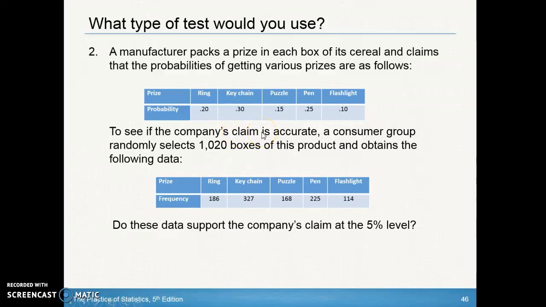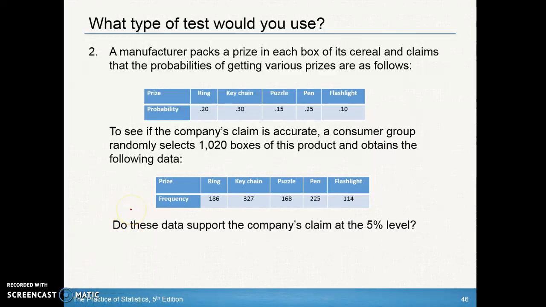All right, so in this last video, we're just going to go over deciding what type of test we're going to use. Chi-square test for independence, homogeneity, or goodness of fit. A manufacturer packs a prize in each box of its cereal and claims the probability of getting the prize as follows. To see if the company's claim is accurate, a consumer group randomly selects 1,020 boxes of this product and obtains the following data. Does the data support the company's claim at the 5% level? Is this a chi-square test for goodness of fit, independence, or homogeneity?